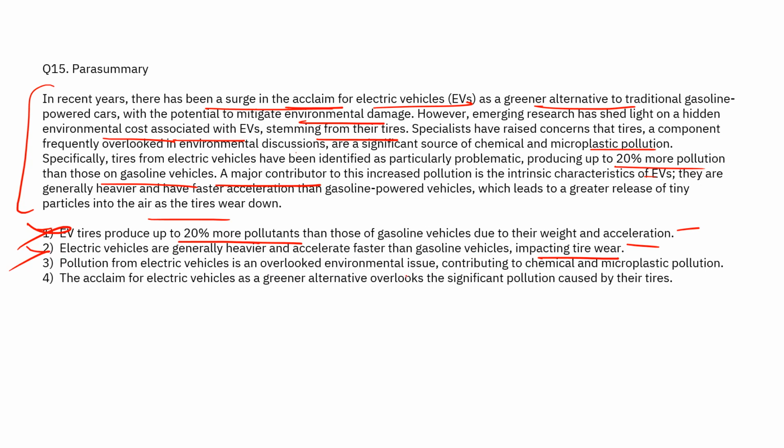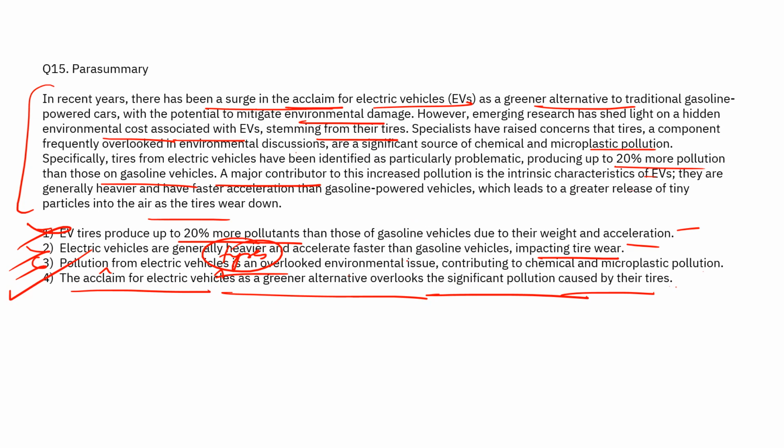Pollution from electric vehicles is an overlooked environmental issue contributing to chemical and microplastic pollution. This is okay still, but pollution from electric vehicles in what sense? Pollution by tires. Okay, from electric vehicle tires. Specifically tires were discussed here, but this option doesn't say anything about tires. The acclaim for electric vehicles as a greener alternative overlooks the significant pollution caused by the tires. Correct. Each and every word of this can be justified. Significant pollution and 20% more. And the acclaim is overlooked. So, 4th was the right answer.